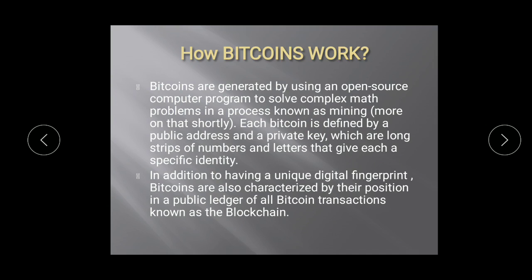In addition to having a unique digital fingerprint, Bitcoins are also characterized by their position in a public ledger of all Bitcoin transactions, known as the blockchain. So these Bitcoins are used in a blockchaining process. This blockchaining is a new technique which is being used for banking transactions and the banking process. Blockchain is also performed through digital fingerprinting. So the digital fingerprinting process is applied over Bitcoining to perform a process called blockchain.